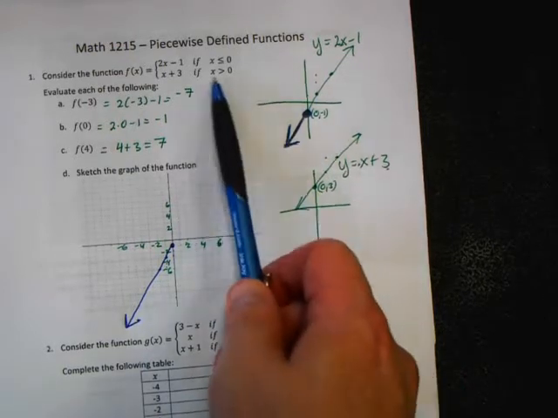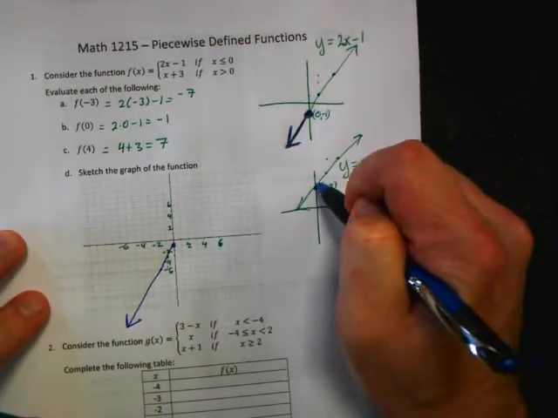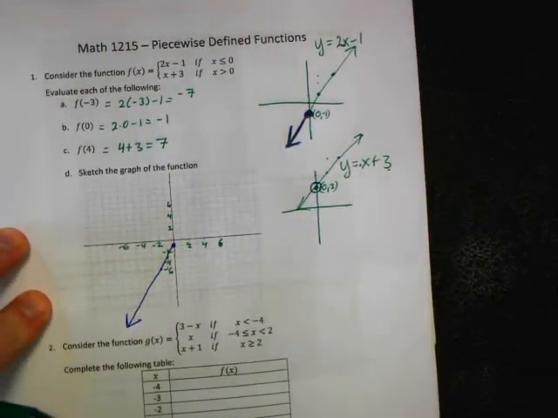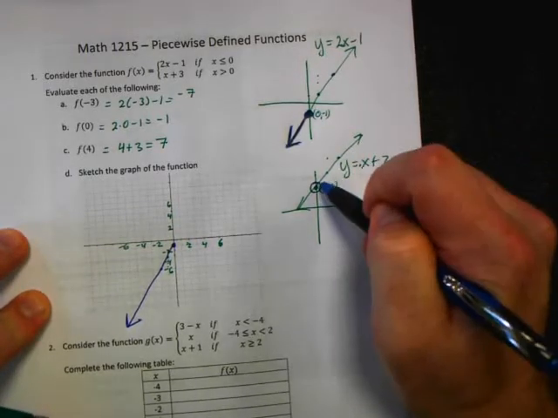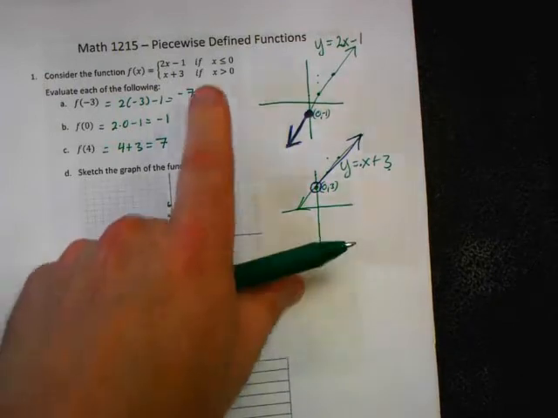Because it is just greater than, there's no equal to, is there? So I should put a circle right here at 0, comma 3, because there's no equal to, and I'm going to shade to the right this time, because this time it's x is greater than 0.